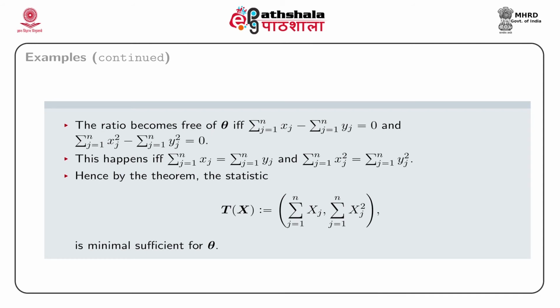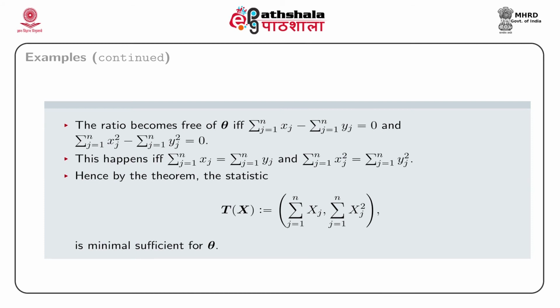Now we move on to the third example. Suppose that x1, x2, up to xm are independently distributed N(mu, sigma 1 squared) variables, and x(m+1) up to xn are independently distributed N(mu, sigma 2 squared) variables. The two sets of variables are distributed independently of each other.